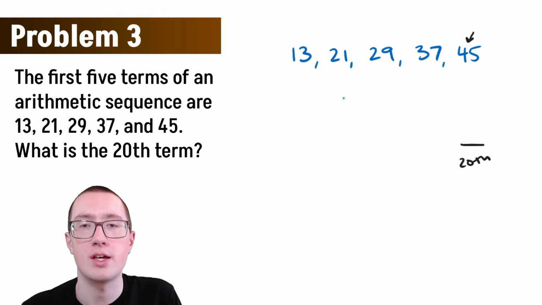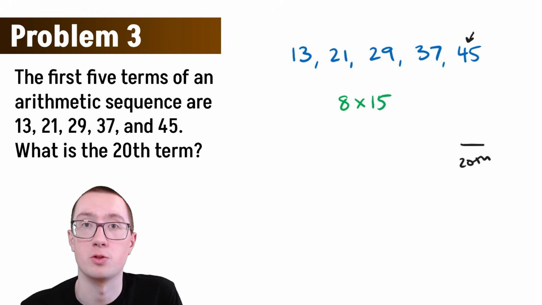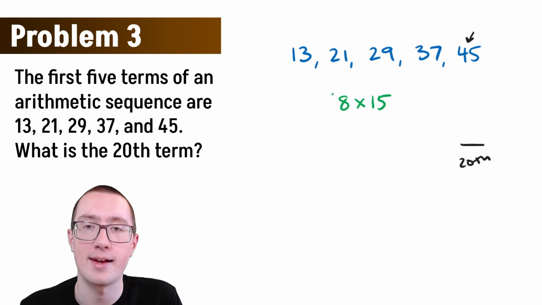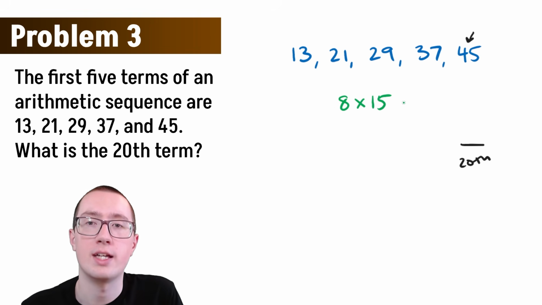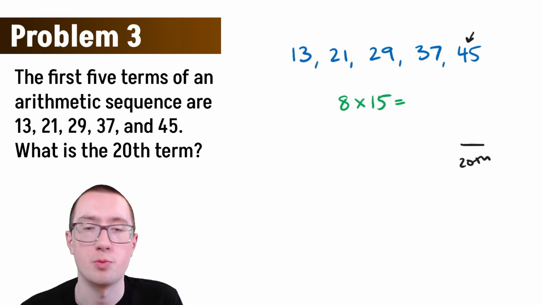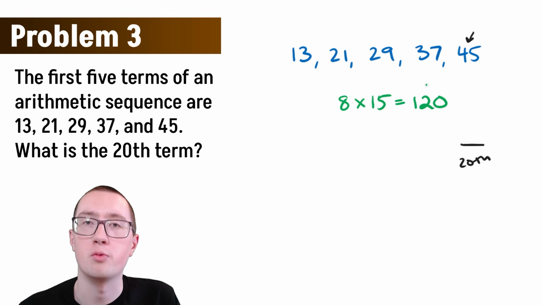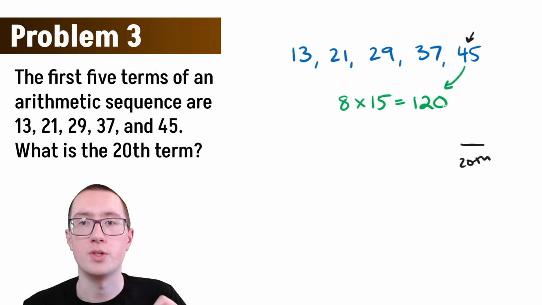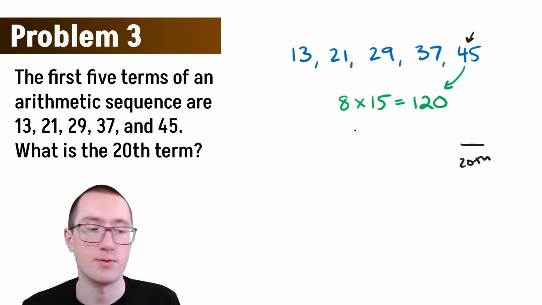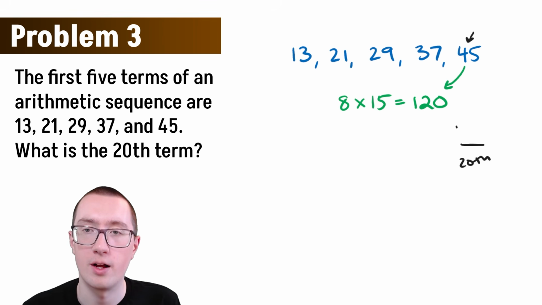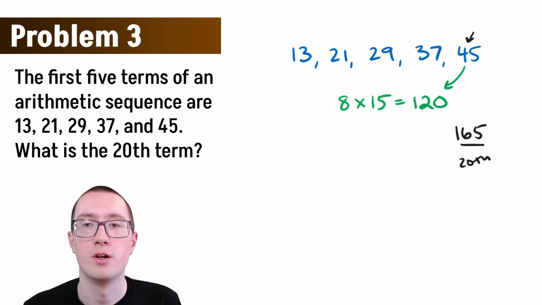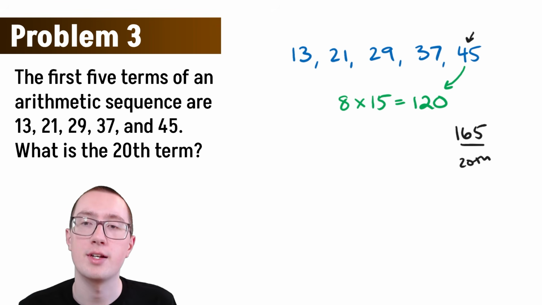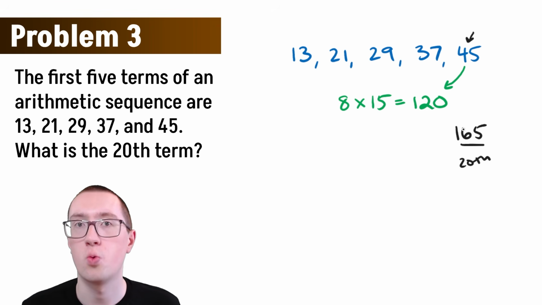Well, that's just the same thing as 8 times 15. That's the definition of multiplication. 8 times 15 is adding 8 15 times. So what is 8 times 15? Well, if you put that in your calculator, you'll get 120. So if we add 120 to 45, then we should get our 20th number. And if you put that in your calculator, you'll get 165. So just like that, we've determined that 165 is the 20th term.